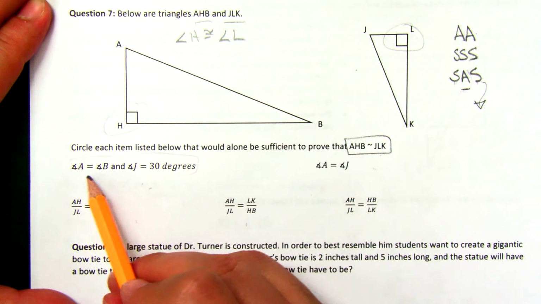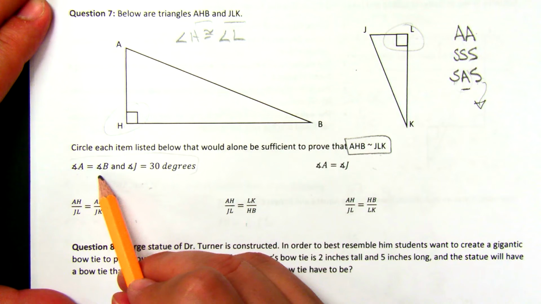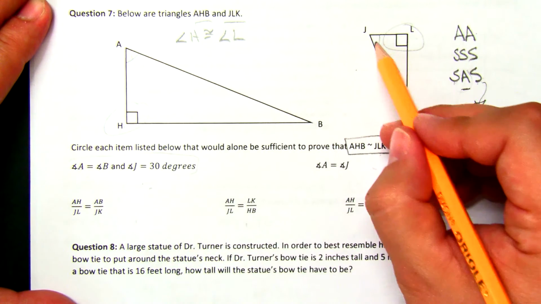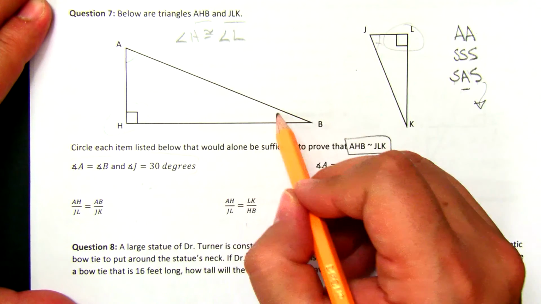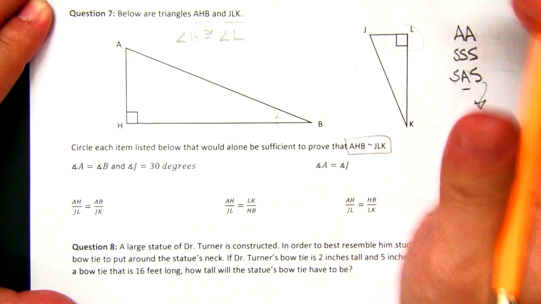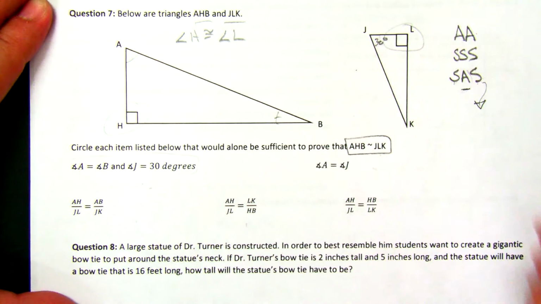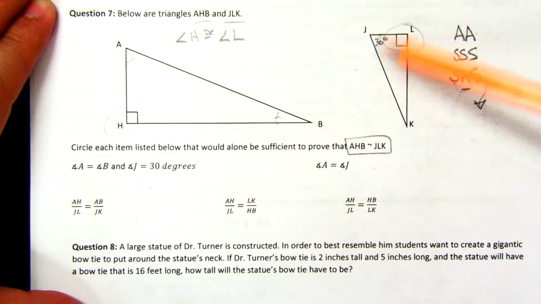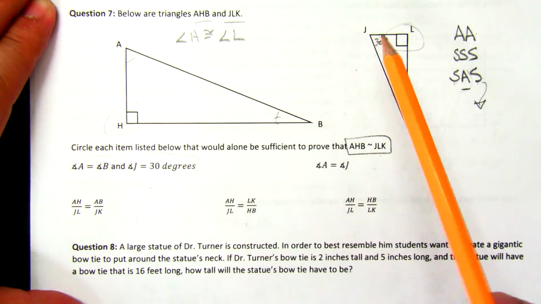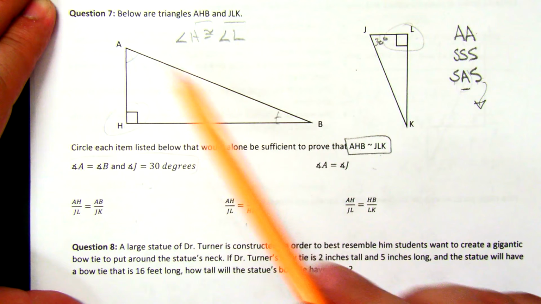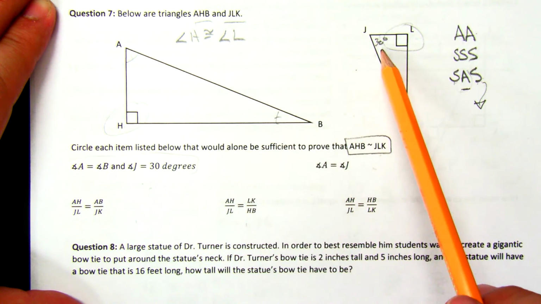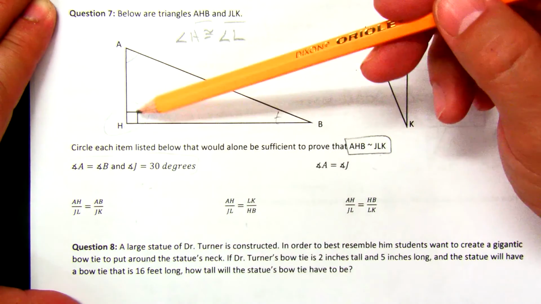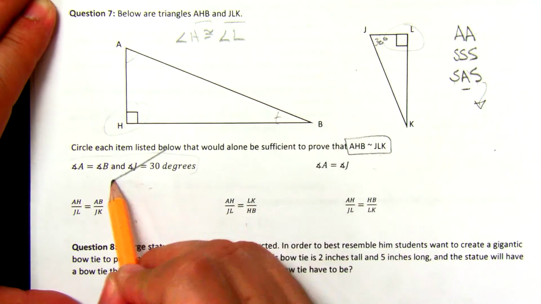Okay. So, starting with this, angle A is equal to angle B, and angle J is 30 degrees. Well, this looks like, if anything, it's going to be angle, angle. We've got one angle. Now, do we have another pair of corresponding angles that are congruent? No. We just know that the two angles in the triangle are congruent, but we don't know that either of them is 30 degrees. In fact, if they're the same, then they have to each be 45, because they'd have to add up to 90. So, this one isn't going to work.